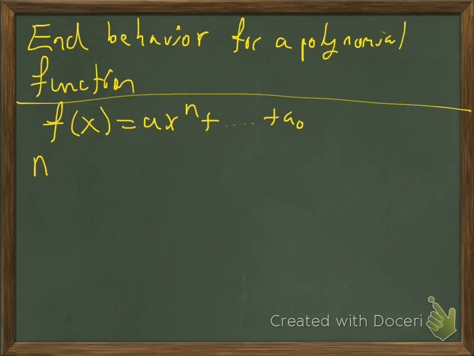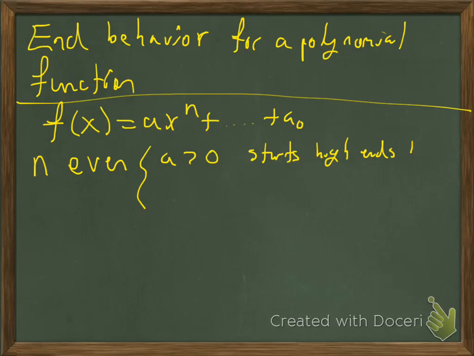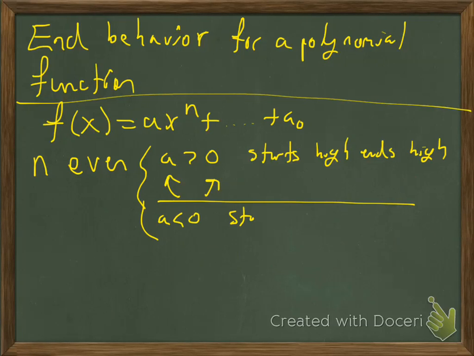So if n is even, think of the parabola. The parabola either opens up or it opens down, and it depends on what a is. If a is positive, we say it starts high and ends high. And so, kind of like the parabola, the two branches are going up. If a is less than 0, we say it starts low, at negative infinity, and at infinity it's low again, at negative infinity.